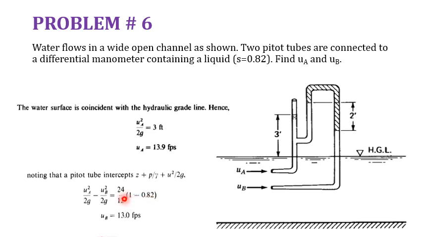And the X value, which is the level difference of mercury, is 2 feet. So 24 inches divided by 12, just to convert inches to feet again. So you can simply do 2 into 1 minus 0.82, and this is equal to the difference of their velocity head, UA square over 2g minus UB square over 2g. So UA has already been determined, so simply substitute the values over here and rearrange and solve for UB, which came out to be 30 feet per second. Sorry, 13 feet per second.